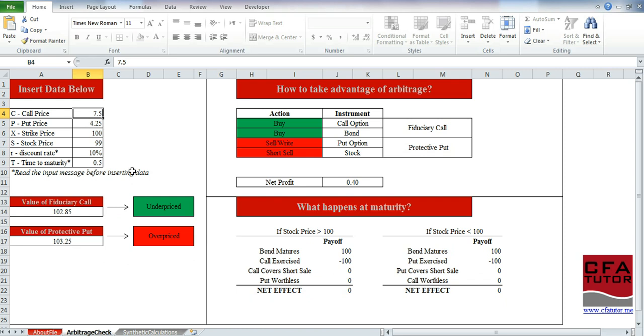We have the left hand side, which is the fiduciary call, which is the call plus the bond, to be underpriced compared to the protective put. And this is why the best action would be to buy the call, buy the bond, sell the put, and sell the stock. And if you are interested in knowing what happens at maturity, then this explains what happens depending on where the stock price ends up at maturity.